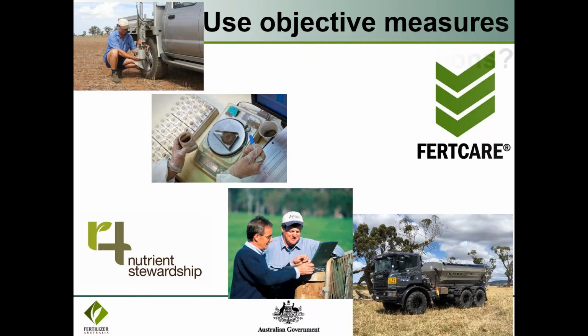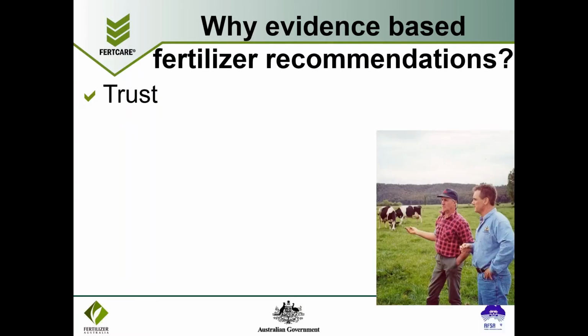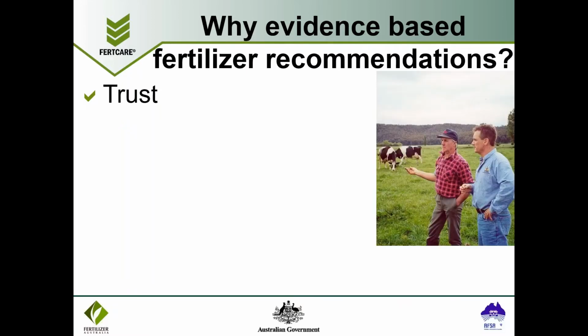So why would we bother with evidence-based fertilizer recommendations? As a professional providing soil and plant nutrition advice, wouldn't historical practice be okay, or rules of thumb? I want to suggest that there are two main reasons why evidence-based fertilizer recommendations are really important. And the first one is trust. Trust between your farmer customer and yourself is built through the ethical provision of advice, which is demonstrated by basing the soil and plant nutrition advice on objective measures such as soil and plant tissue testing.